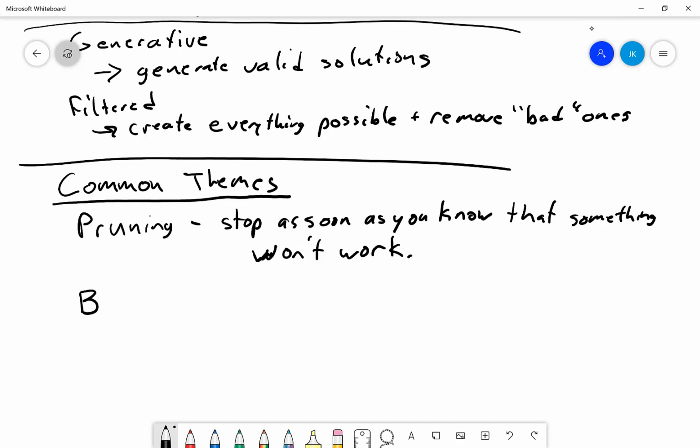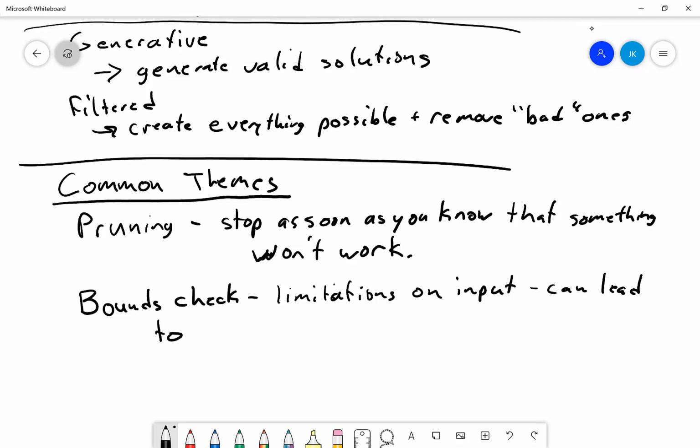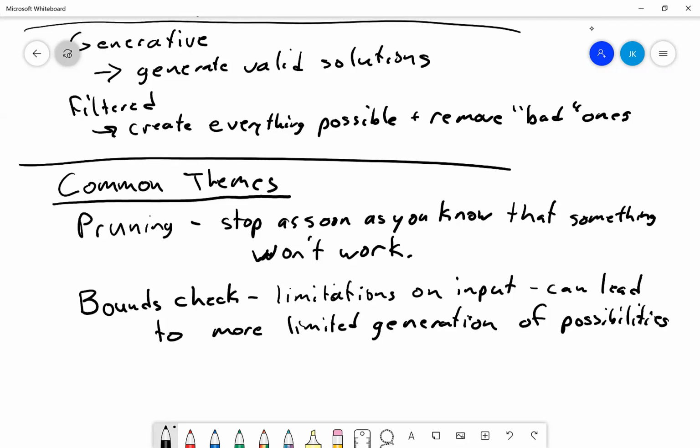The other common theme that you'll see in brute force approaches is bounds check. Sometimes this is less obvious than others, but the idea is that if you have limitations on your input, on say the size of the input or the range of the input or something like that, it can lead to more limited generation of possibilities. Okay, so we'll see an example of this in just a minute.